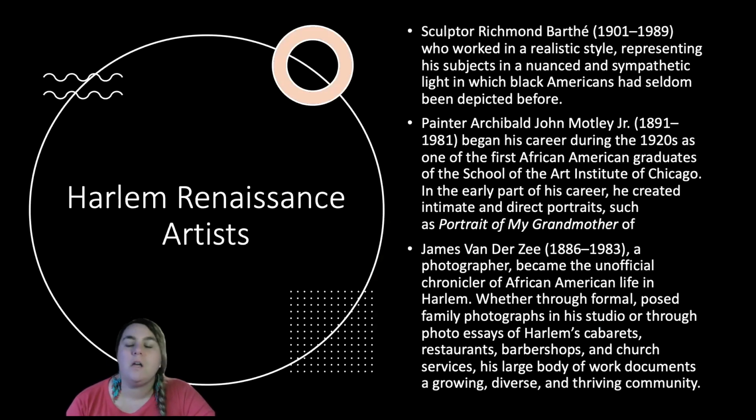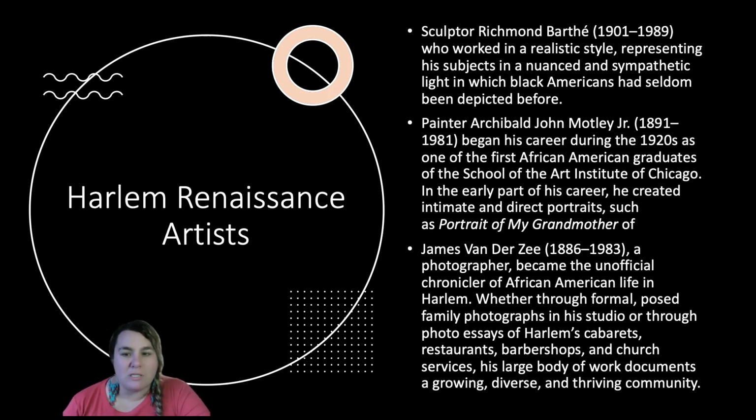We have the sculptor Richmond Barthé, 1901 to 1989. He worked in the realistic style. He represented his subjects in a nuanced and sympathetic light in which Black Americans had seldom been depicted before. Painter Archibald John Motley, 1891 to 1981, began his career during the 1920s as one of the first African American graduates of the School of the Art Institute of Chicago.